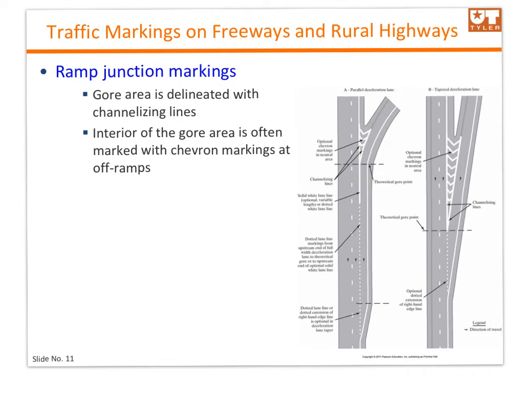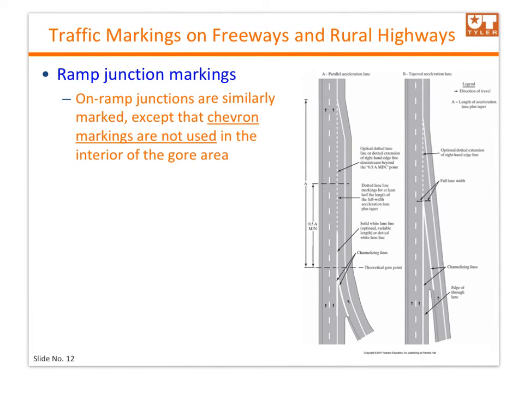The interior of the gore area is often marked with chevron markings at off-ramps, and especially again when it comes to option B, when we have a tapered deceleration lane and the driver doesn't have that much time. You see now we don't have the continuous white line here because the driver doesn't have that much time and distance to make that transition. That's why the gore area is bigger, and we're having lots of markings here indicating that this is a gore area and you have to make a decision whether to exit or to continue on the highway.